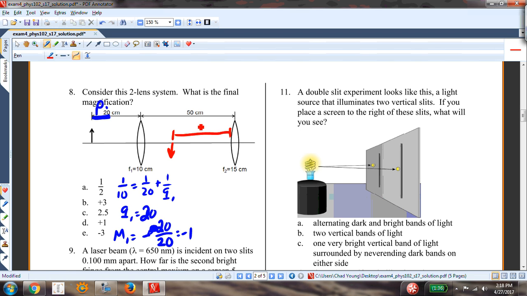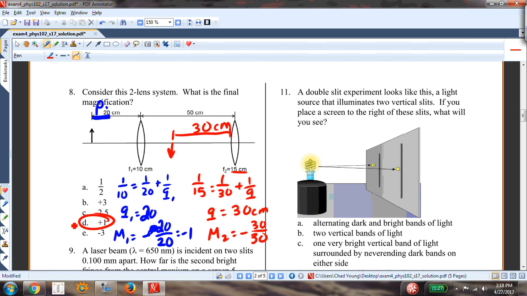That means this distance is 30 centimeters. And so I get 1 over 15, that's the focal length, equals 1 over P, that's 1 over 30, plus 1 over Q. That's 2 over 30, so minus 1 over 30, the inverse, so Q is equal to 30 centimeters. And so M2 is equal to negative Q divided by P, which is negative 30 over 30, so it's also negative 1. Negative 1 times negative 1 is positive 1.